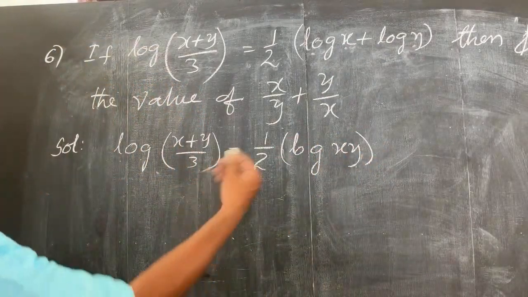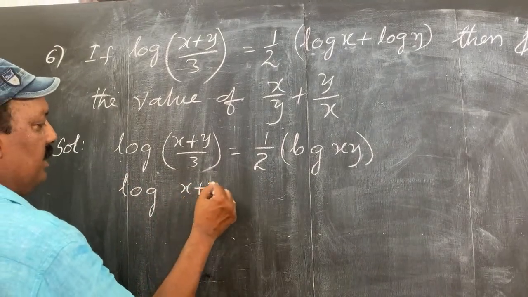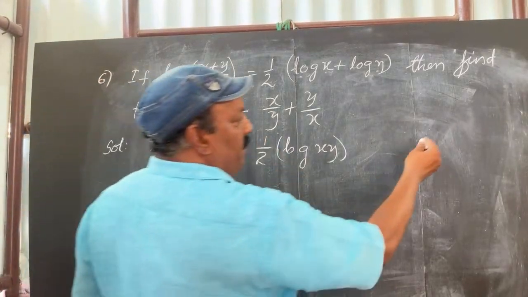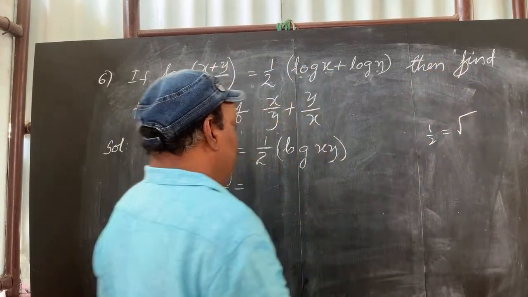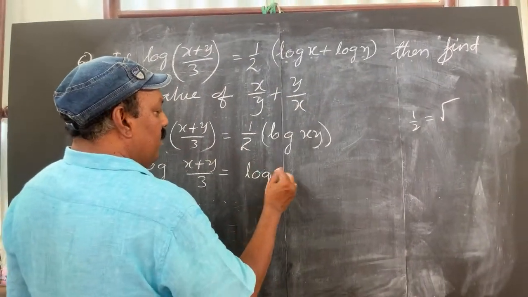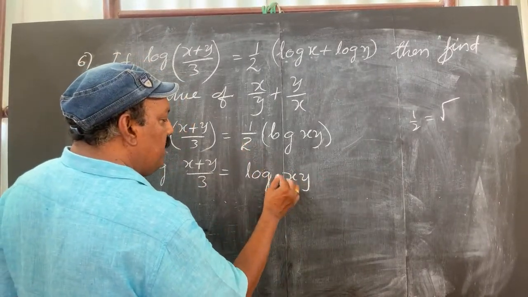Now, one more change in the second step only. x plus y as it is. Here, 1 by 2, as I told you in the previous sum, is nothing but the root. So this 1 by 2 I am converting into root form here. Log of xy is there.